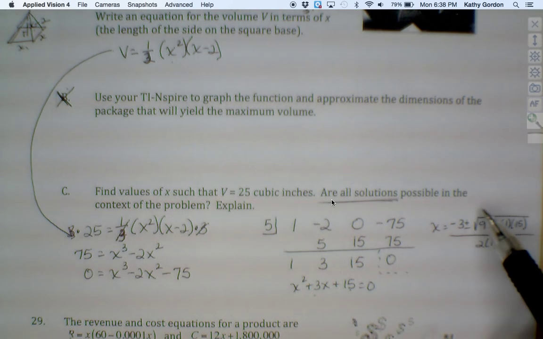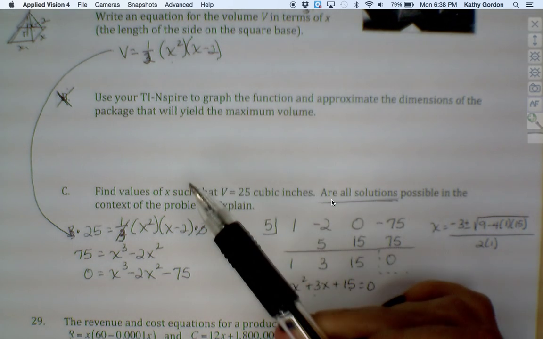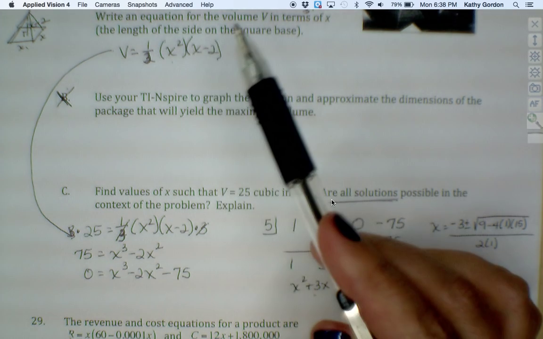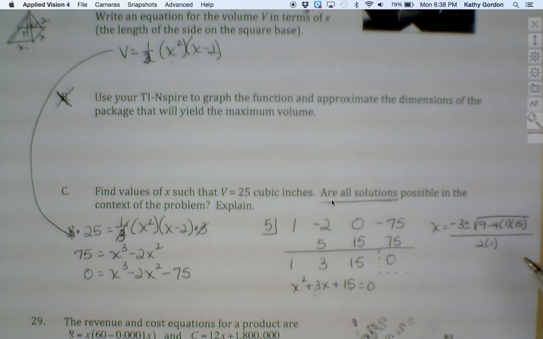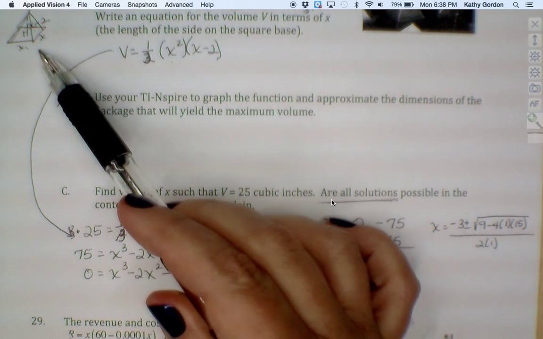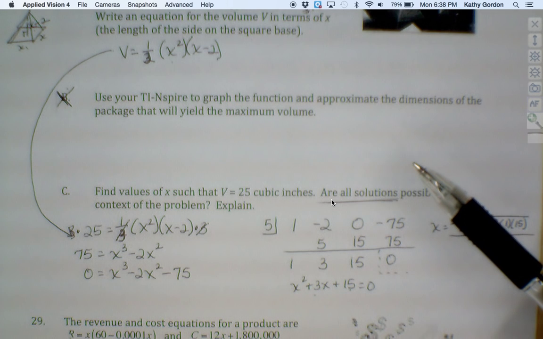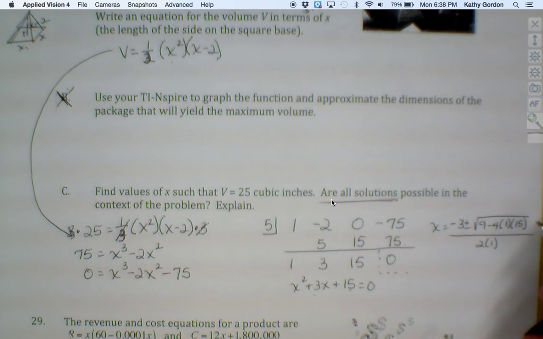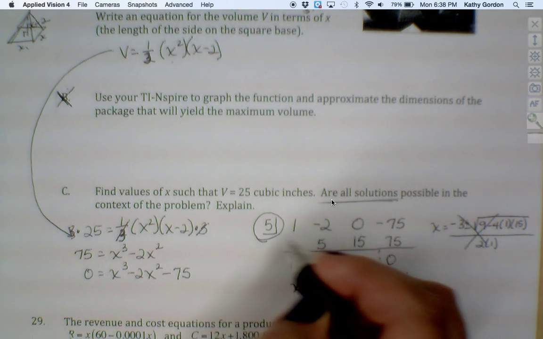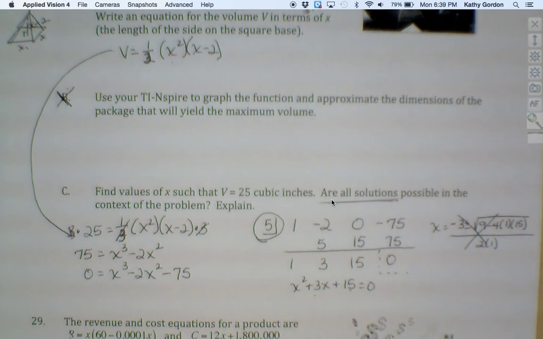So I can get some imaginary solutions out of this, but in the context of the problem, do imaginary solutions make any sense? Am I going to be able to pack this kit based on imaginary number x values for the side of my square base on my pyramid? I think the obvious answer is no. So we don't want to consider these imaginary answers. The only answer that really works is this x value of 5.